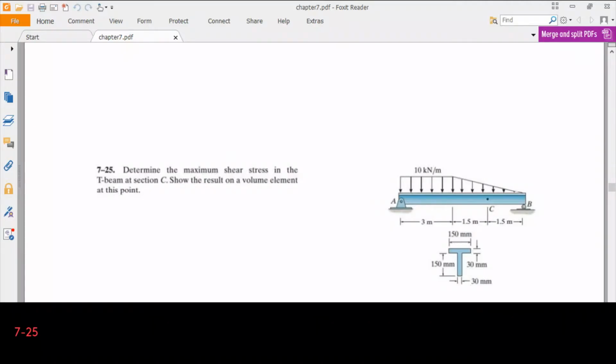Okay, our question is 725. Determine the maximum shear stress in the T-beam at section C. Show the result on a volume element at this point. So we have a beam which has a T-like cross-section, and we have a distributed load on it, and we are asked for the maximum shear stress at point C. Now, okay, first thing that we need to do is to draw the shear force diagram and determine the shear force at point C.